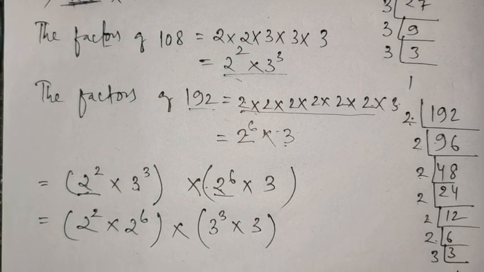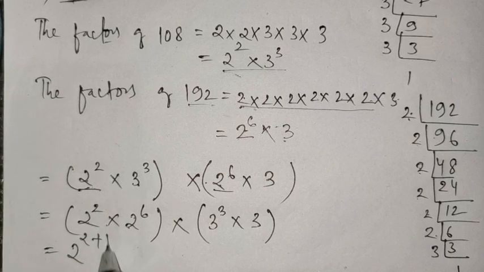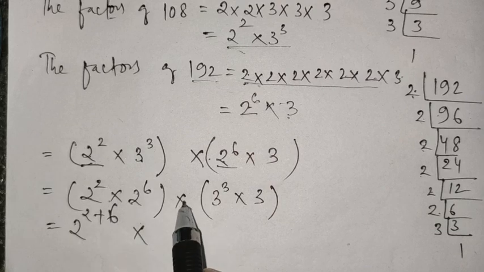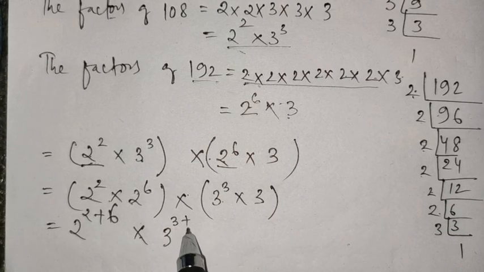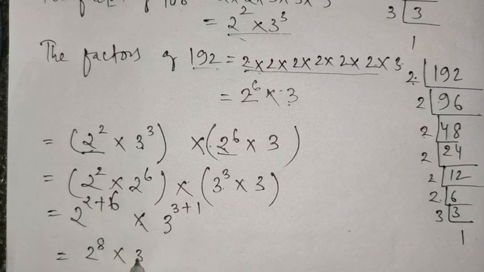Now you all know that I have given you rule number 1: whenever you have the same base and a multiplication sign is there, then your powers will be added, 2 plus 6, right? And similarly here you have the same base and the exponents will be added. So 2 to the power 8 into 3 to the power 4. So this is your answer.